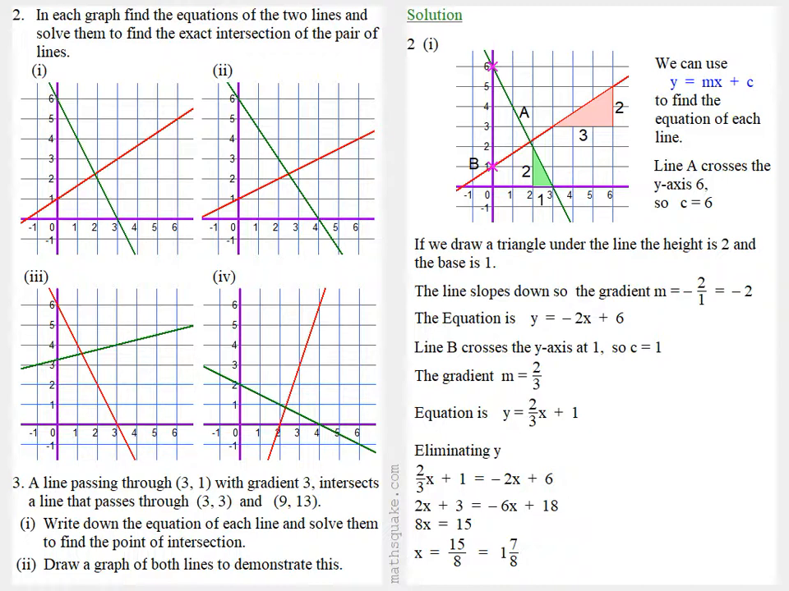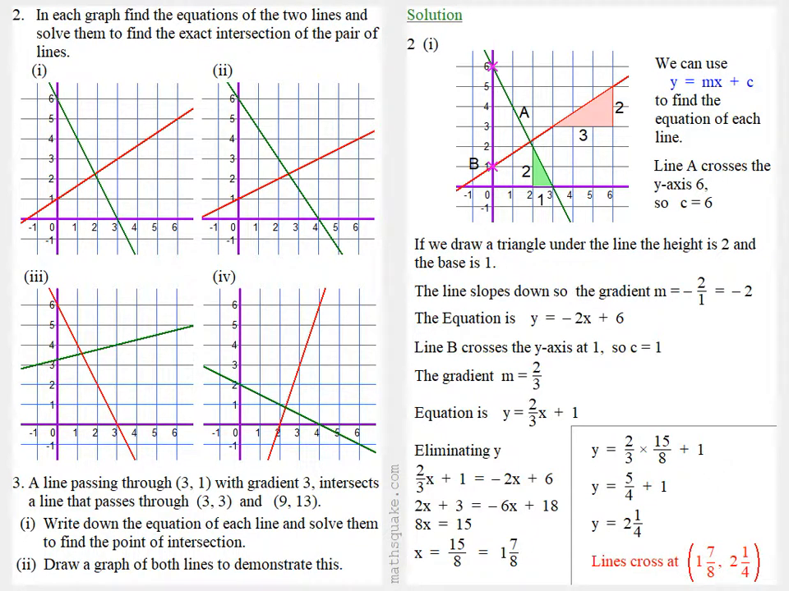Now if we substitute that in for x in the equation y equals 2/3 x plus 1, we have y equals 2/3 of 15 over 8 plus 1, which simplifies to 5 over 4 plus 1, which means y is equal to 2 1/4. So the lines cross at 1 7/8, 2 1/4.